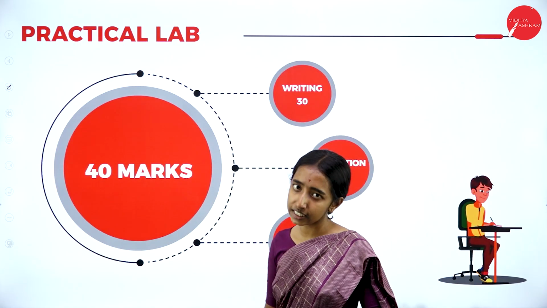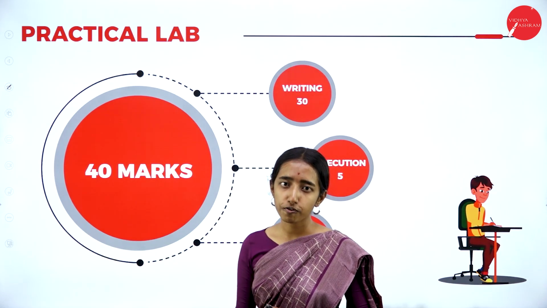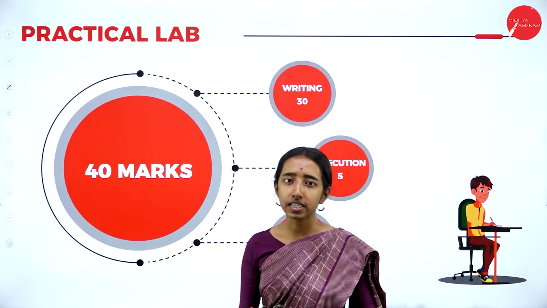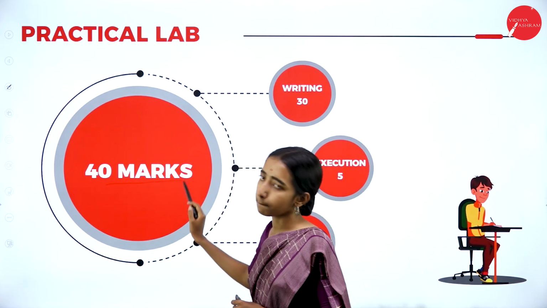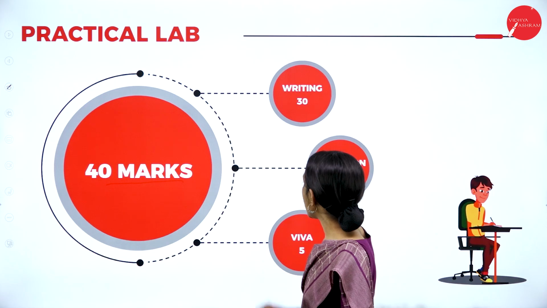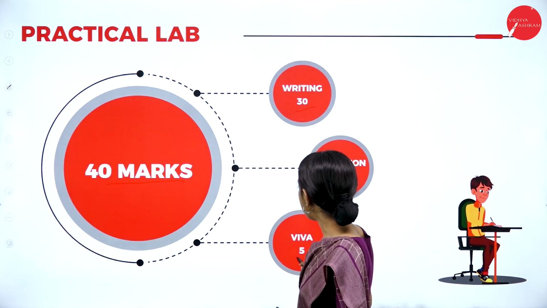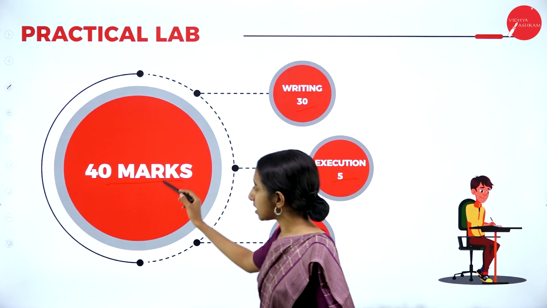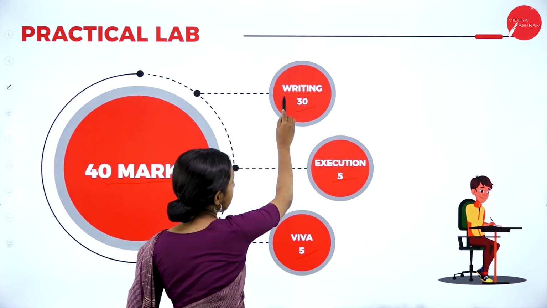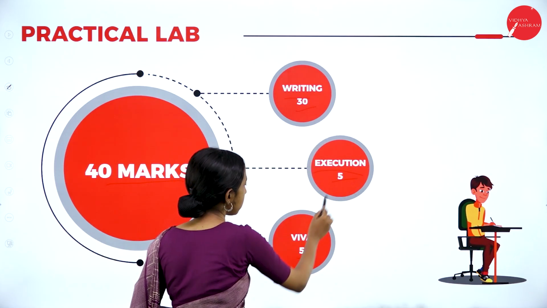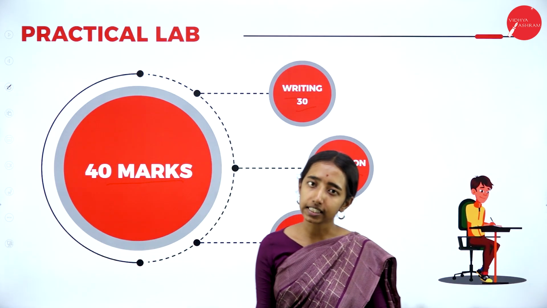This is the practical lab. So, C++ programming is the practical lab for the first year BCA student and the paper is for 40 marks. In this 40 marks, we are having writing for 30, execution 5 and Viva 5. So, this is splitted into 35 and 5, 30 for writing, 5 for execution and 5 for Viva. This is about the practical lab.